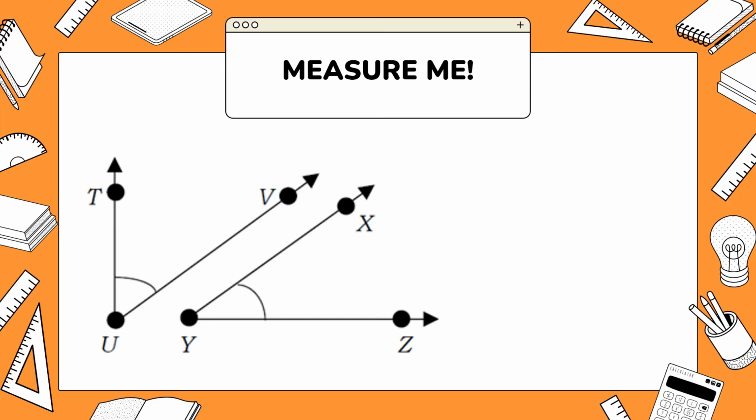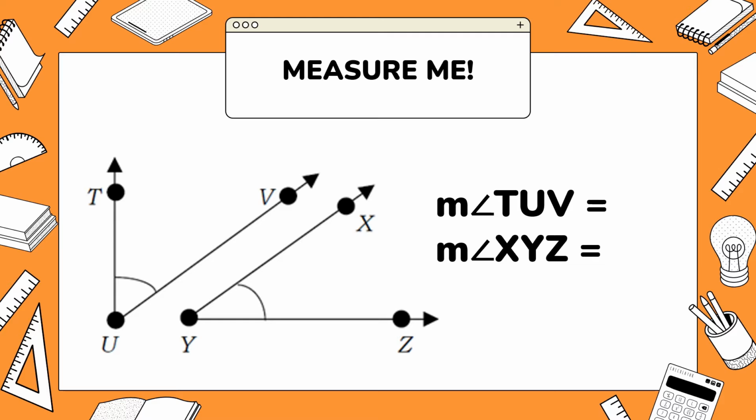We're going to get the measure of angle TUV and angle XYZ. Another minute for you to get the measure of these angles. Okay, your time is up. Now for angle TUV, what is the measure of that? That is right, 45 degrees. What about angle XYZ? That is also correct. Also 45 degrees.